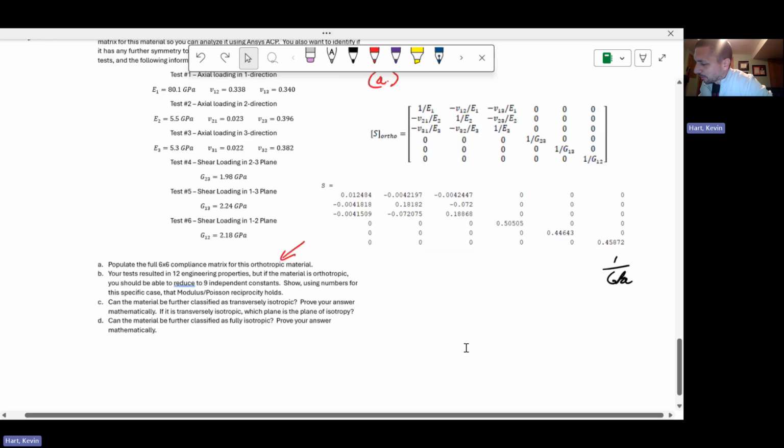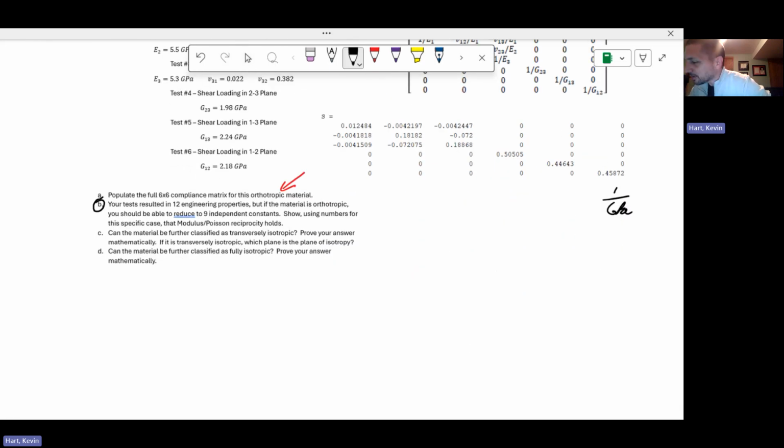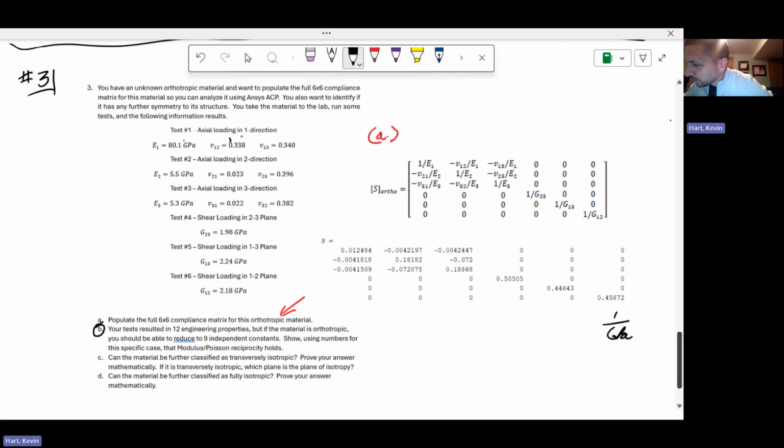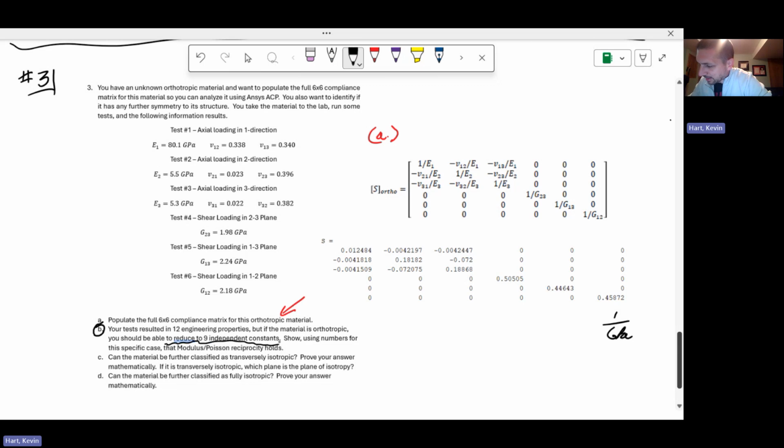The real meat of the problem comes in parts B through D. All right, here's part B. Your test resulted in 12 engineering properties. All right, so if we go back up here, 1, 2, 3, 4, 5, 6, 7, 8, 9, 10, 11, 12. 12 engineering properties, right? But according to our information from the handouts and the lectures and the notes, you should be able to reduce down to 9 independent constants if you know that the material is orthotropic.